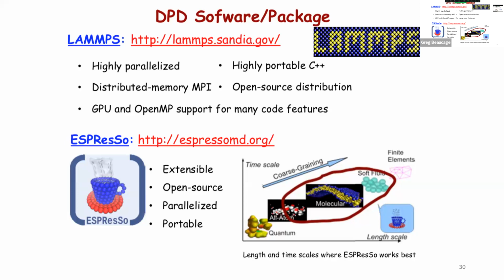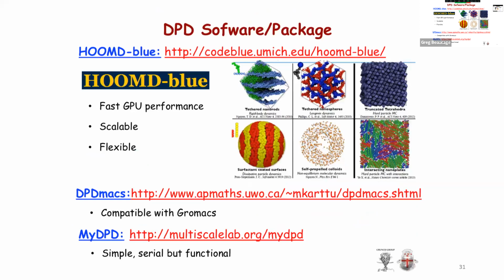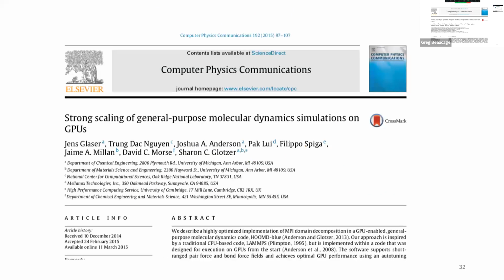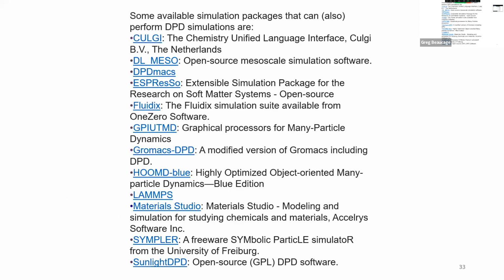Anyway, there's LAMMPS, there's a bunch of programs, like I said, there's LAMMPS, Espresso is another one, Hamid Blue, DMAX, there's a bunch of them, right? This paper compares the different ones. This is a list of more of these kind of free softwares, although GeoStudio isn't free. LAMMPS is free, all the others are free.